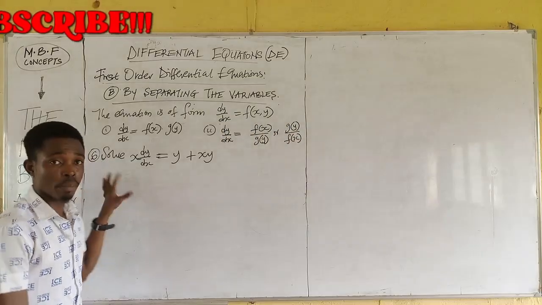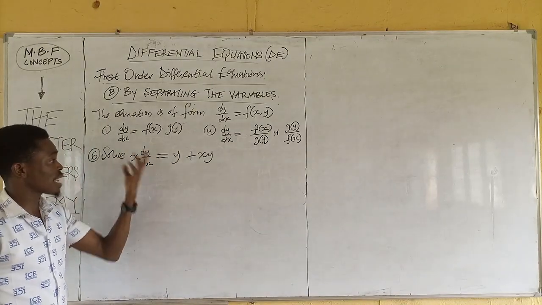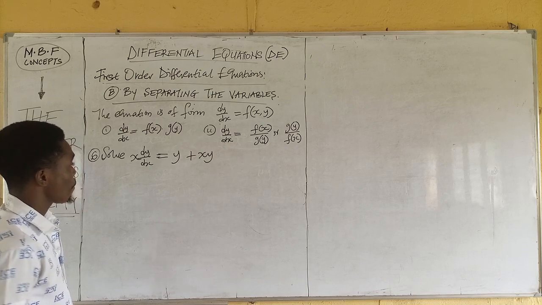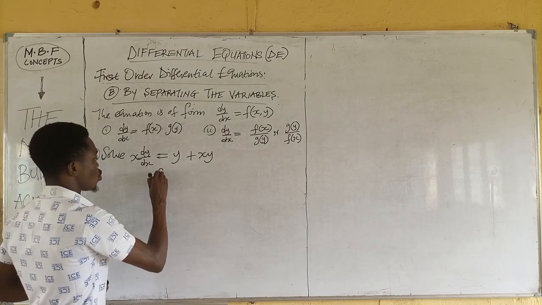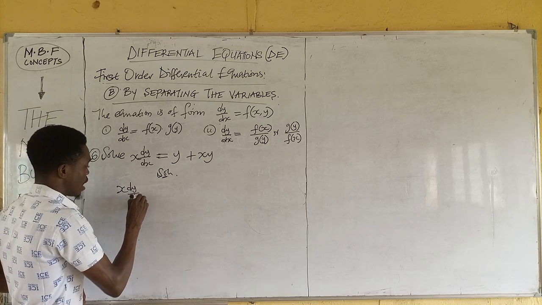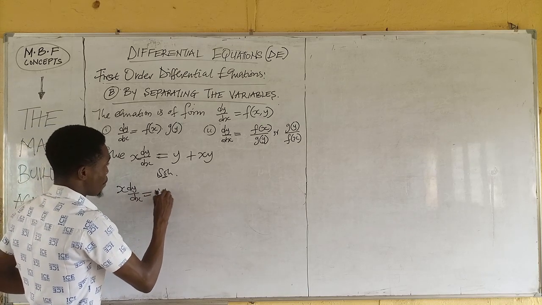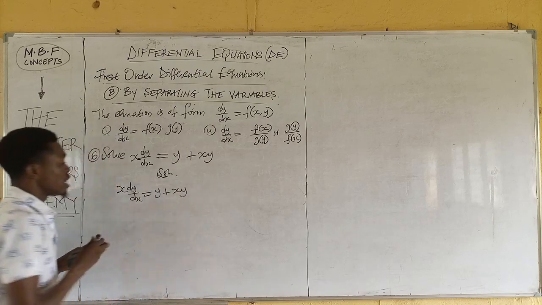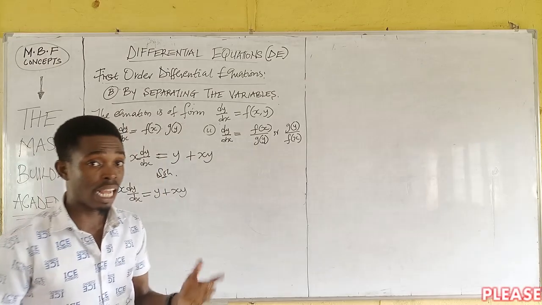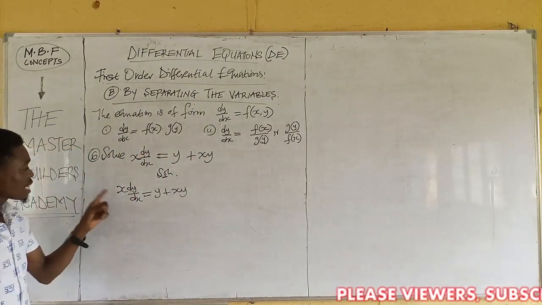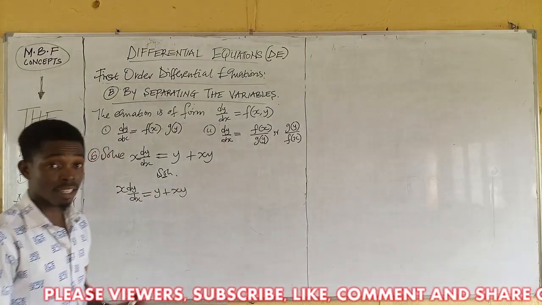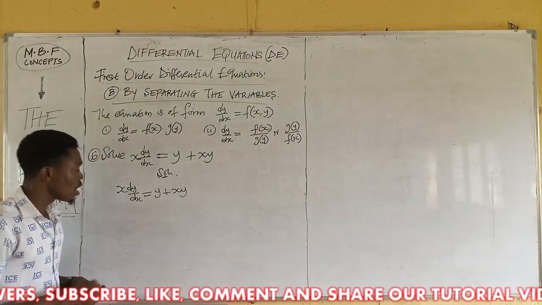So very quick, number 7 on the board, and we are asked to solve x dy by dx is equal to y plus xy. So first is to put that solution. Then we have x dy over dx is equal to y plus xy. Like I said, the first thing you must do here is to ensure that the coefficient of dy over dx is 1. And how do we have that done? When we check this one we have there, we see that the coefficient of dy over dx is x. Yes, so we are going to divide both sides by x.